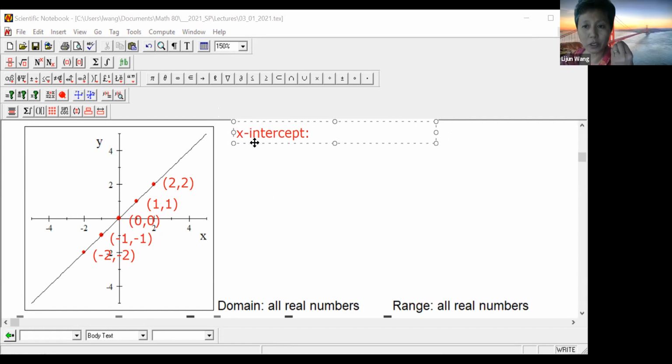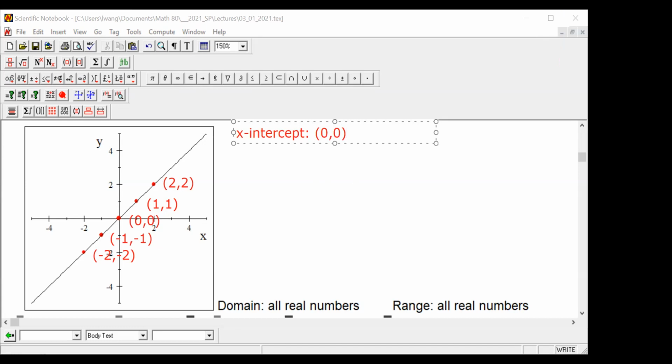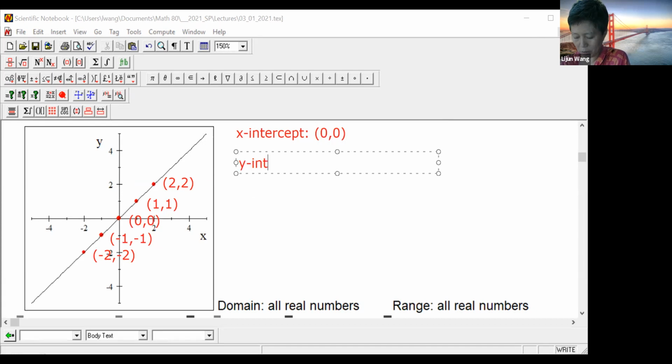X-intercept is where the curve crosses the x-axis. Y-intercept is where the curve crosses the y-axis. This line crosses the origin. So the X-intercept and Y-intercept overlap in this case. Okay, so the Y-intercept here is also 0, 0.